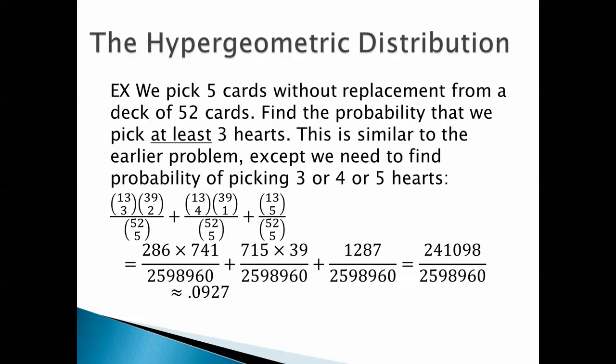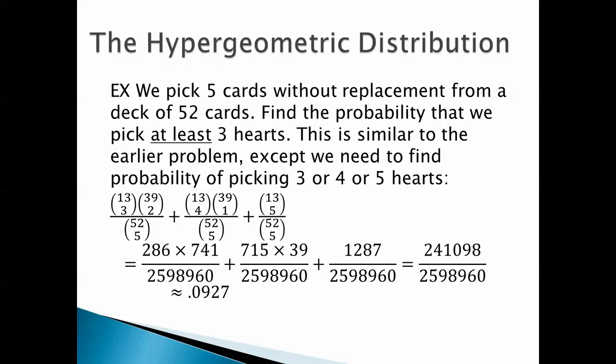Again, pick 5 cards without replacement from a deck of 52 cards. Find the probability that we pick at least 3 hearts. This is similar to the earlier problem, except we need to find the probability of picking 3 or 4 or 5 hearts. The expression on the left is the probability of picking 3 hearts. We've seen that before: 13 choose 3 times 39 choose 2 over 52 choose 5.